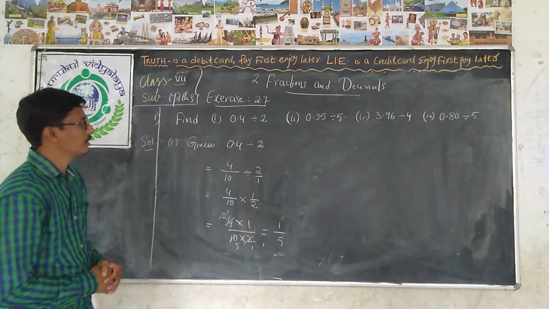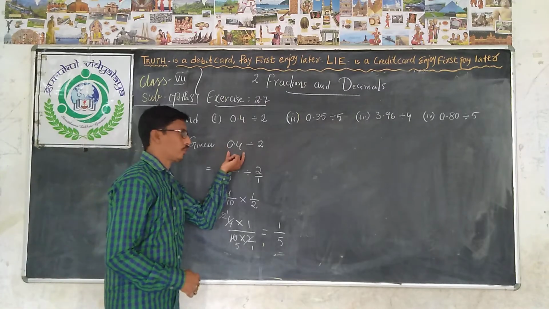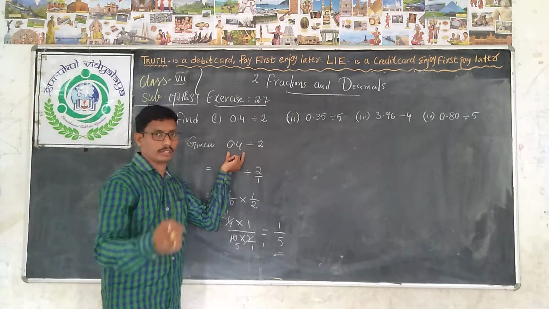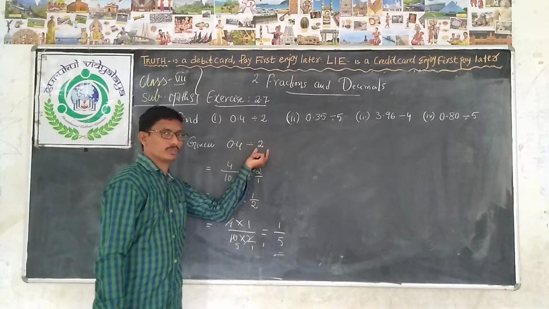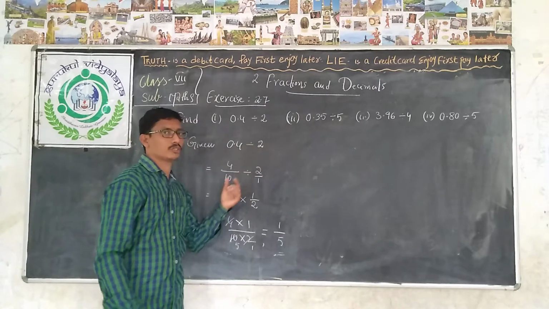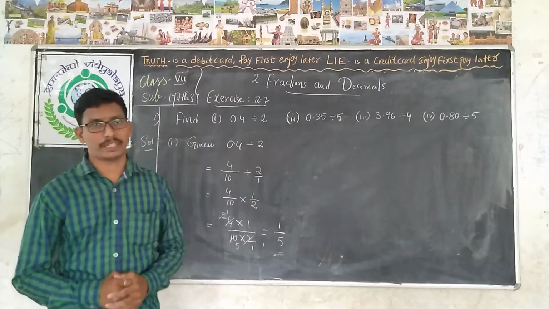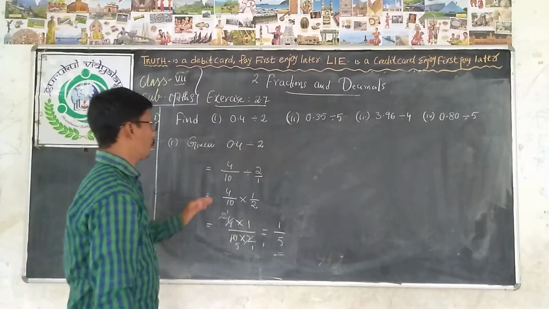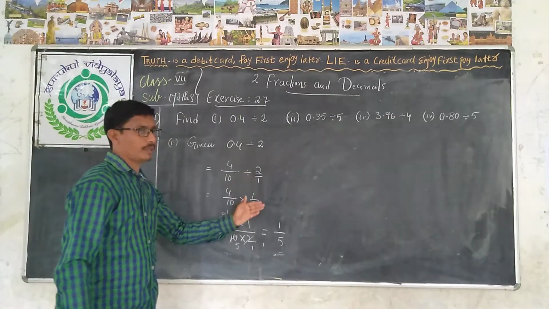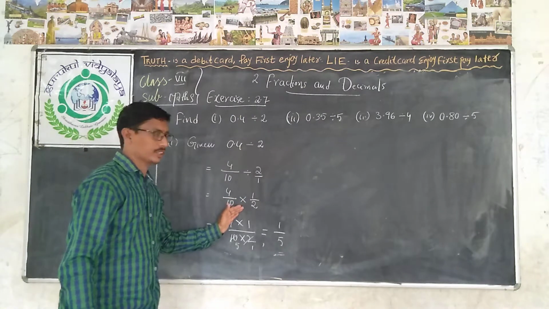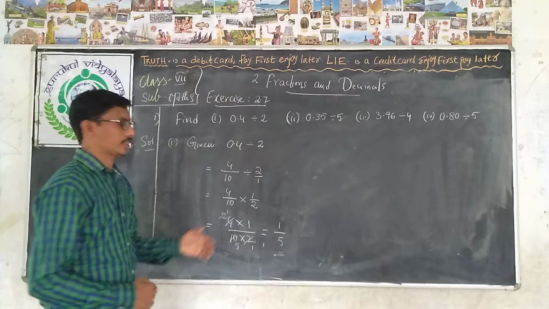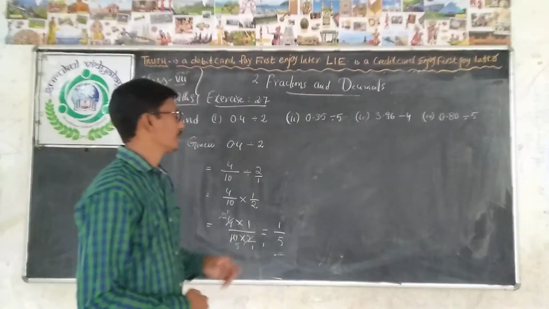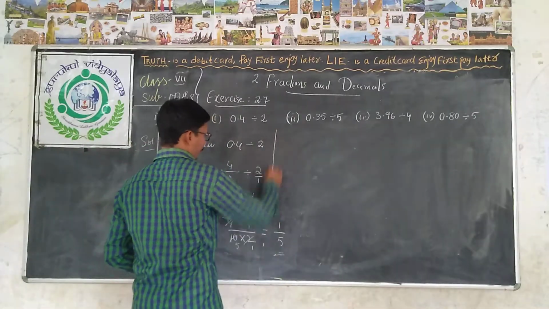Very simple. See once again, 0.4 is the decimal number. First we have to convert it into a fractional number. So divided by 2. The division process must be changed into the multiplication process. So when 4 by 10 divided by 2 by 1 is changed into multiplication, you will get the reciprocal of 2, that means 1 by 2. So after cancellation you will get 1 by 5. So in the same way, the second problem.